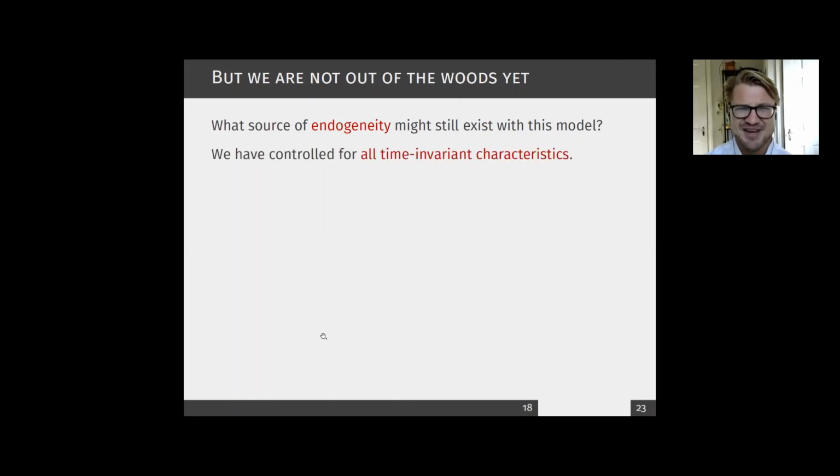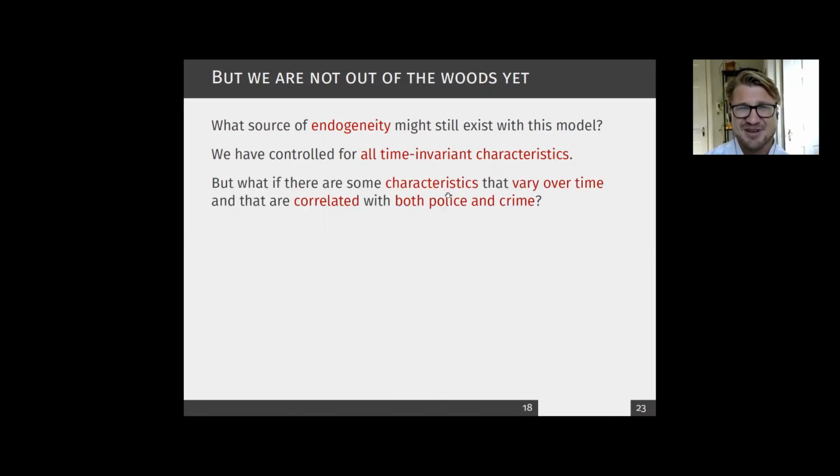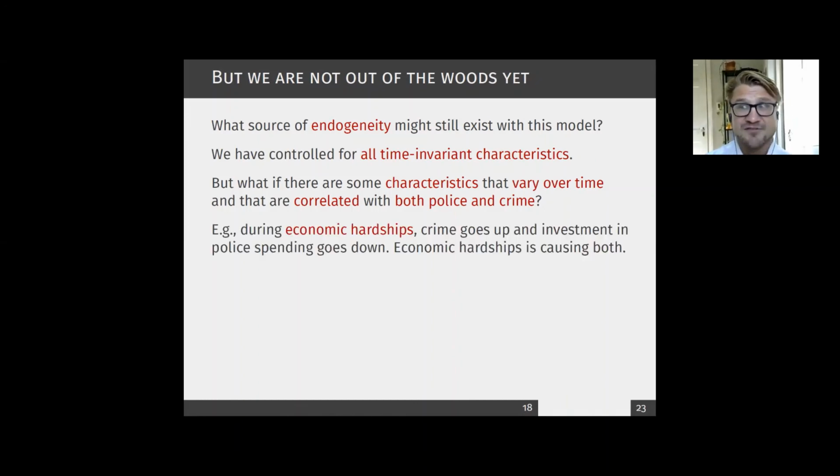But actually, most of the characteristics we have are not time invariant. Especially with a city, most of the characteristics vary over time, right? So you have all these factors that are also changing over time, right? Economic conditions are changing over time. Population is changing over time. Education rates are changing over time. And all of these factors could be sources of omitted variable bias.